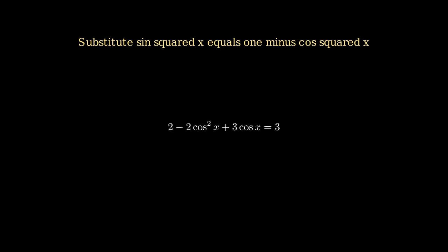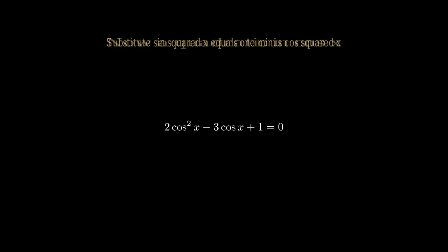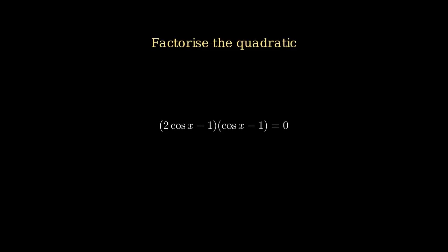Expanding and simplifying, 2 minus 2 cosine squared x plus 3 cosine x equals 3, which rearranges to 2 cosine squared x minus 3 cosine x plus 1 equals 0. This is now a quadratic, but in cosine x instead of x. Factorizing this quadratic gives (2 cosine x minus 1) times (cosine x minus 1) equals 0. So either cosine x equals 1/2 or cosine x equals 1.